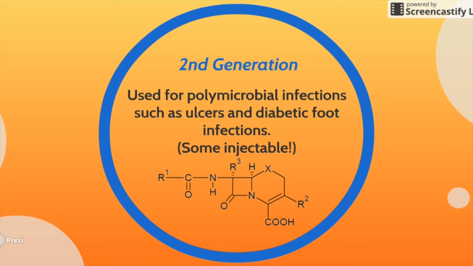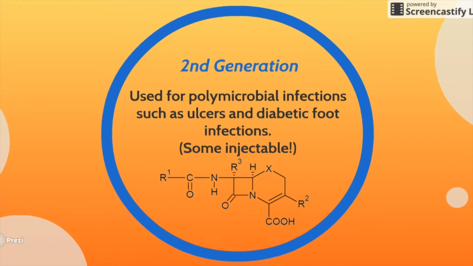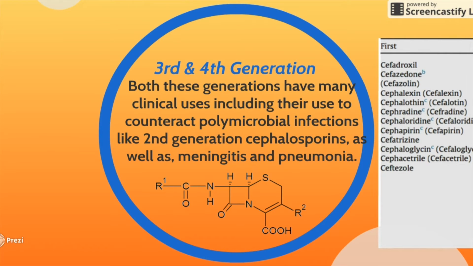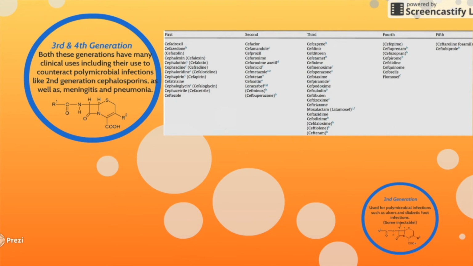The second generation cephalosporins were used for microbial infections, such as ulcers and diabetic foot infections. Some were injectable. The picture is the chemical makeup of second generation cephalosporins. Third and fourth generation cephalosporins had many clinical uses, including their use to counteract polymicrobial infections, like second generation cephalosporins, as well as meningitis and pneumonia. Their chemical makeup was similar, if not exactly the same. The table shows the various subtypes of each generation.